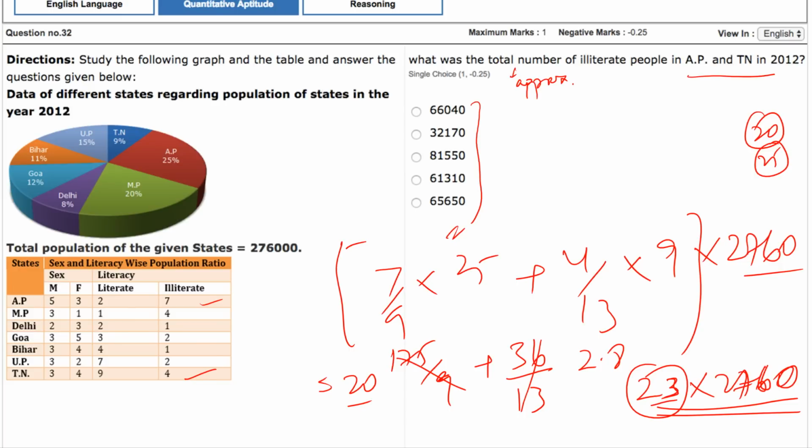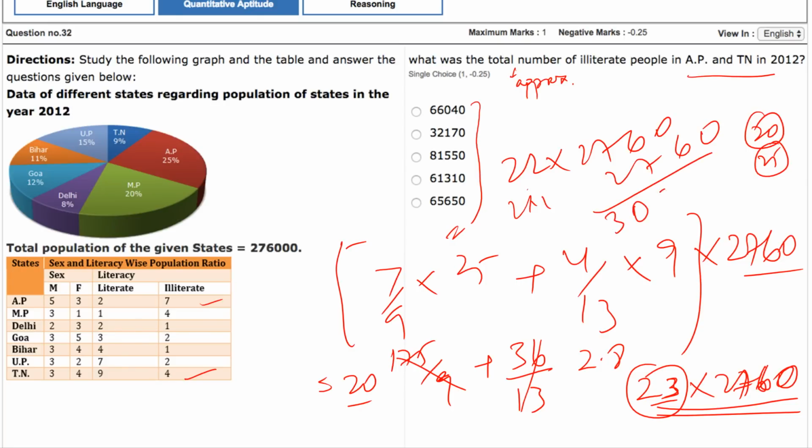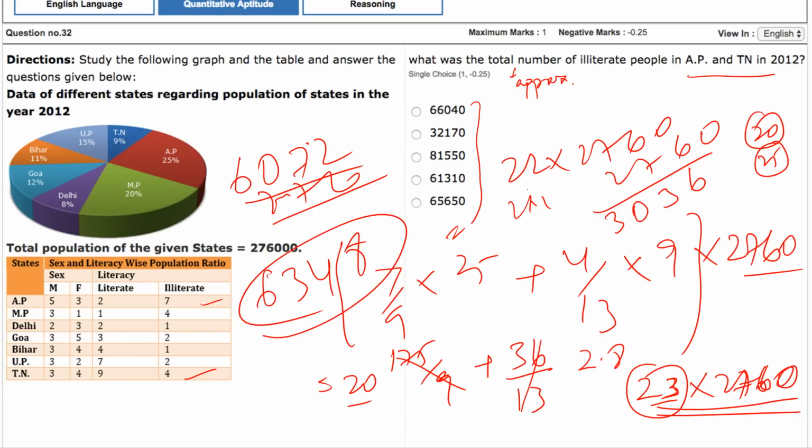Now the only way I can think about is I will make this 22% of 2760, and then I am doing 2 into 11, so 2760 into 11. So this is coming as 3036, which is coming as 6072, and then I'll add 1% of this, which is 276. So this will be 6348. A number lesser than 6348, I get only one option, so I will reduce.